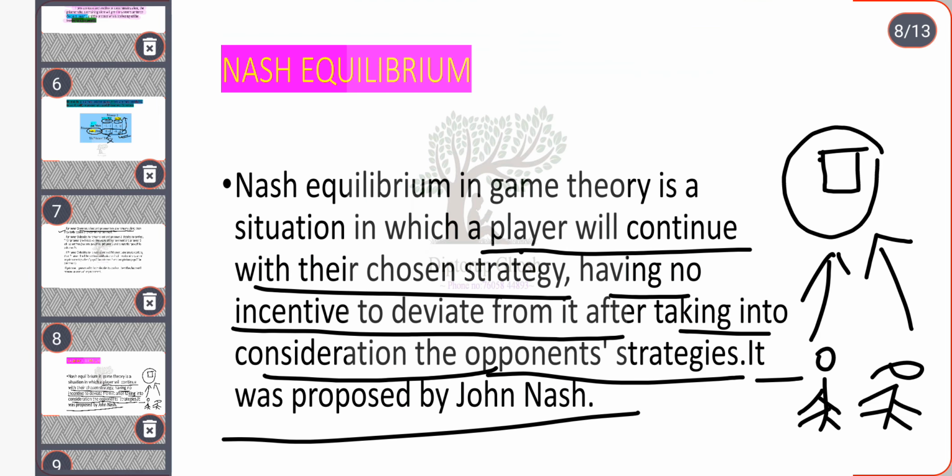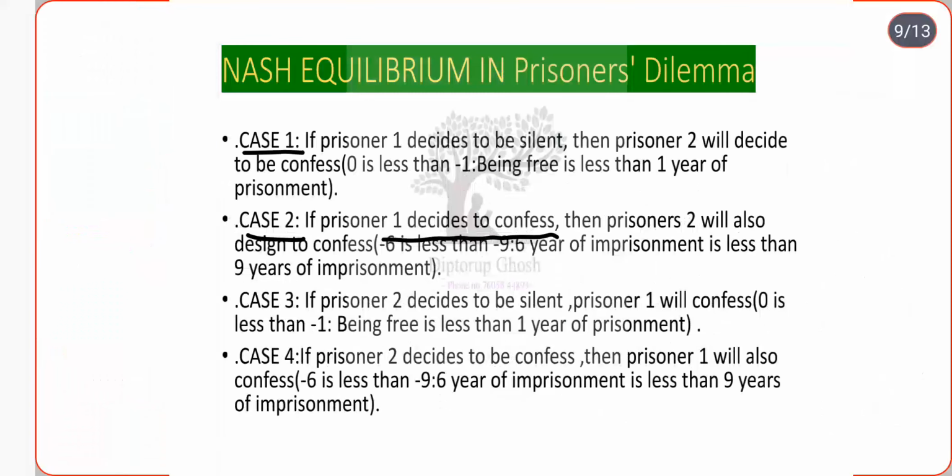So as you can see here, it is written here, if prisoner 1 decides to confess, then prisoner 2 will also decide to confess. That is -6 is less than -9. 6 years of imprisonment is less than 9 years of imprisonment.